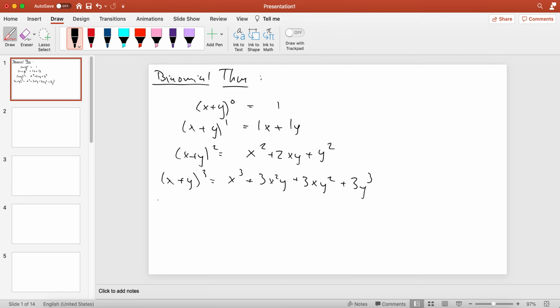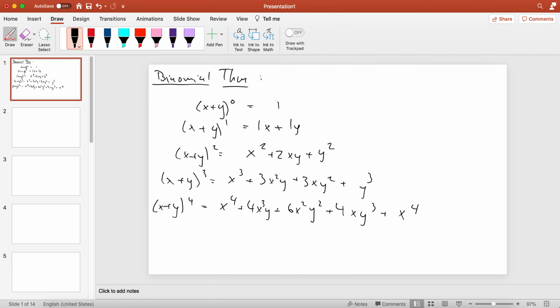And I'll do one more. (x + y)^4 is x^4 plus 4x^3 y plus 6x^2 y^2 plus 4xy^3 plus y^4. Oh, I'm sorry, I made a mistake here. This should not be a 3. Okay. All right, great. So why am I talking about this?